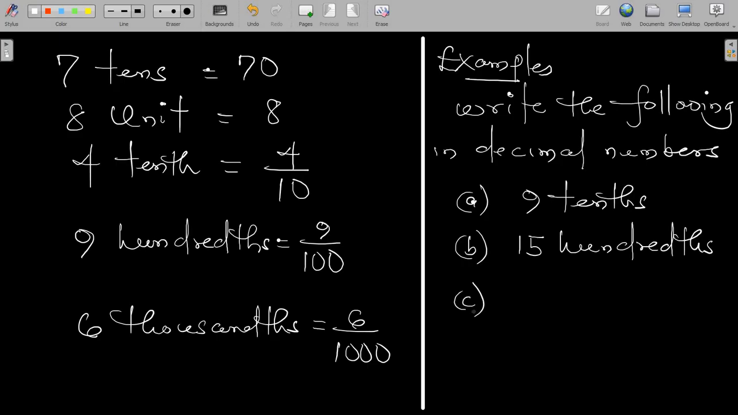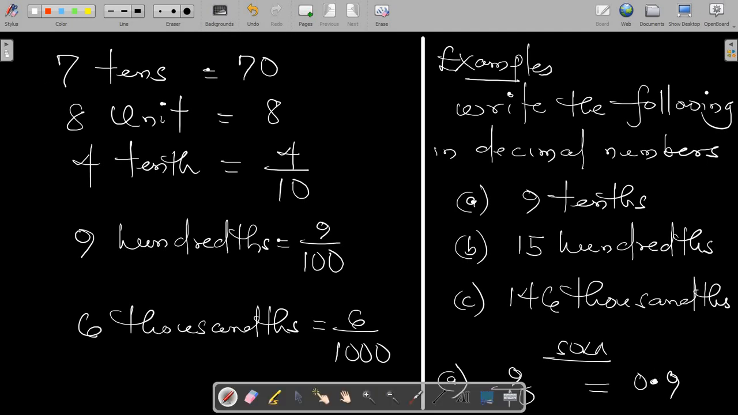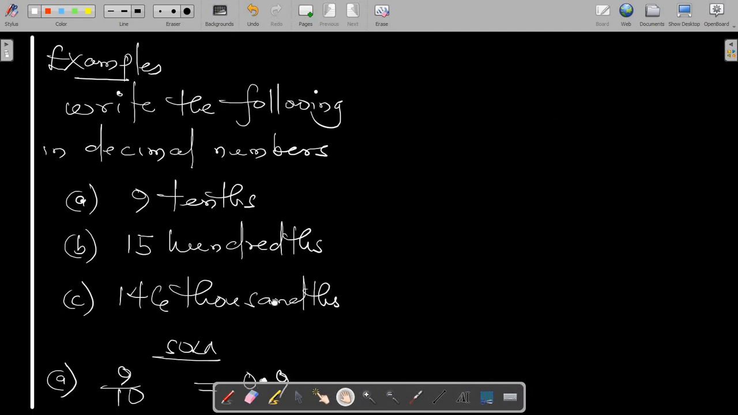The C question, 146 thousandths. Okay, so actually solution, the first one, which is 9 tenths. So that means 9 divided by 10, and that answer is 0.9. It is 0.9. So let's move on to the second one.